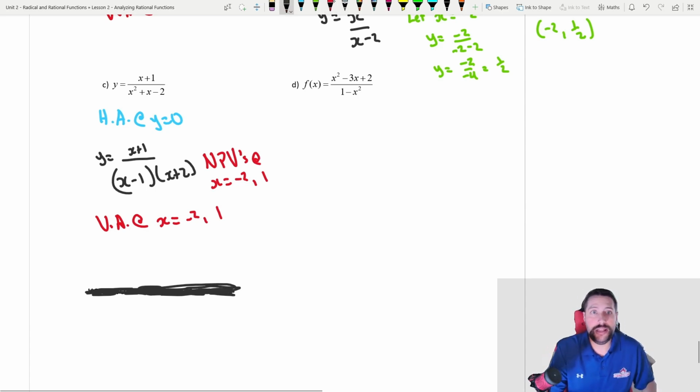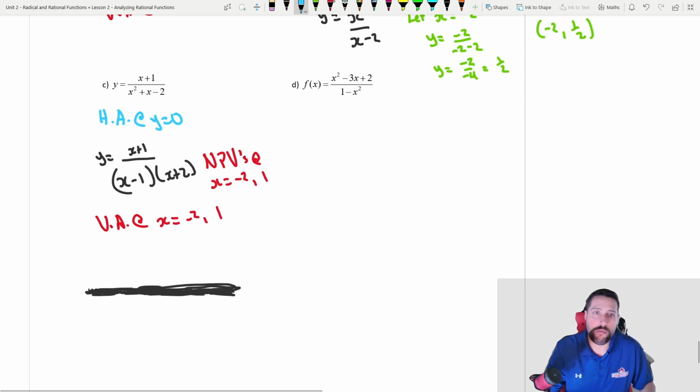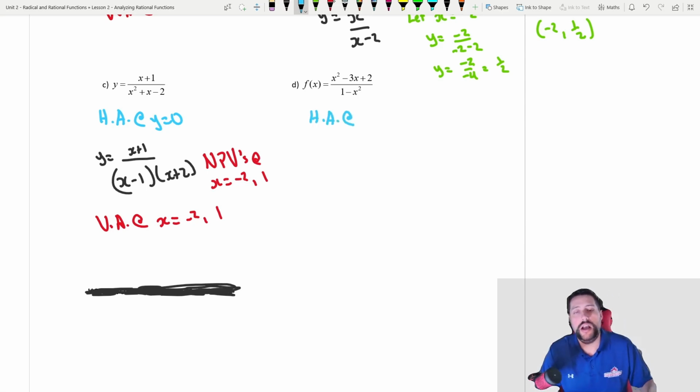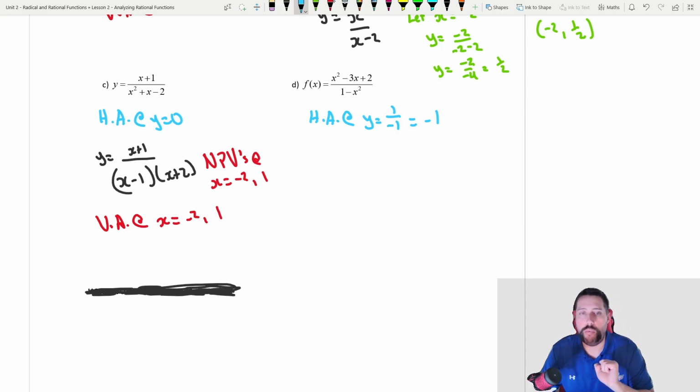And finally, moving on to the last example, we have f of x is equal to x squared minus 3x plus 2, all divided by 1 minus x squared. Again, before we start, we can determine our horizontal asymptote. There's an x squared in the numerator and denominator, so it's y is equal to the coefficient for x squared, which is 1, over the coefficient for the other x squared, which is -1. So it's 1 over -1, which is -1.